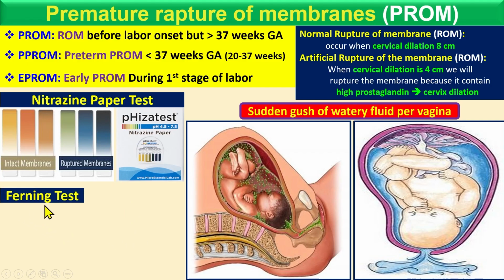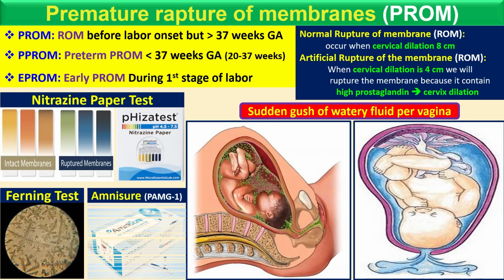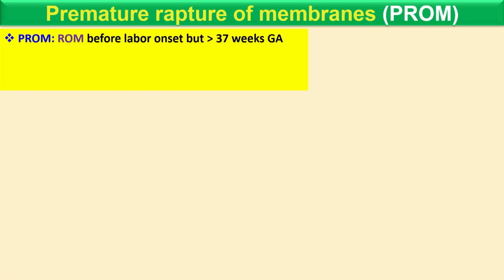Okay, there is another test. So you can see the microscopic picture of the amniotic fluid. Okay, and the latest test is the AmniSure test, which checks for placental alpha microglobulin-1. So this is the latest test to confirm the amniotic fluid. Okay, so these are different tests: nitrazine test, fern test, AmniSure test. So you must remember these terms and the presentation: sudden gush of watery fluid per vagina.